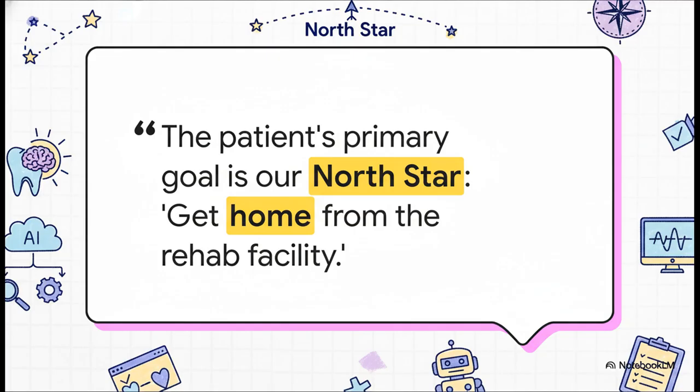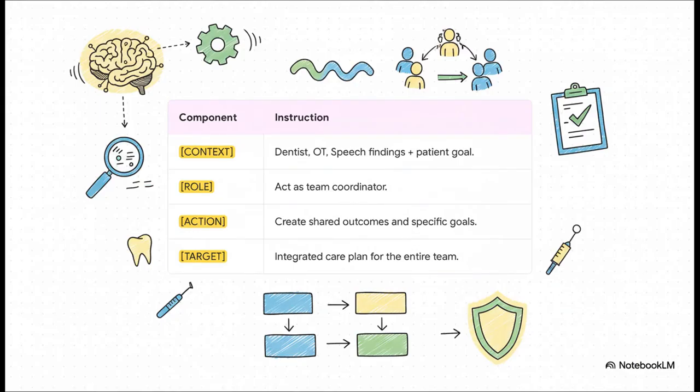It's the perfect anchor. And here's the prompt that makes it all happen. You feed it the context, your findings, the CBCT from the surgeon, the ortho workup, and crucially, that North Star patient goal. Then you give the AI the role of a treatment coordinator and tell it to create one single, cohesive strategy that puts every step of care in the right order.